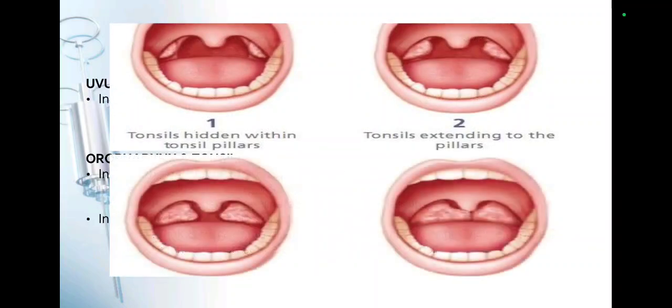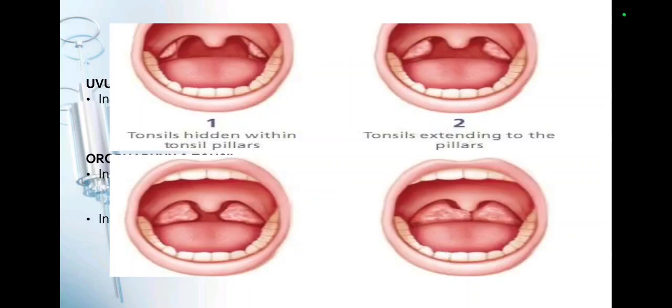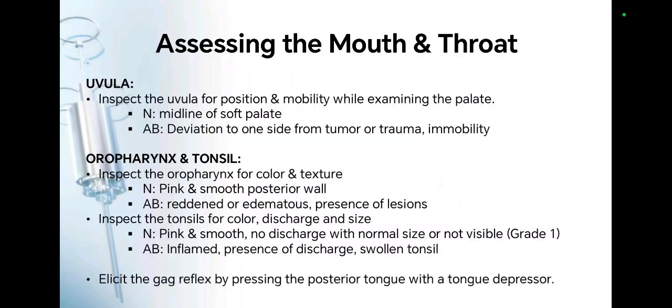So this is actually the grades of the tonsils. So we have here tonsils grade 1, okay, the tonsils hidden within the tonsil pillars. Now grade 2, if it's extending to the pillars. Now grade 3, if it's going near the uvula, and grade 4, if it obstructs the airway. So grades 3 and 4 are actually very dangerous because they can block our airway and cause difficulty of breathing to our patient.